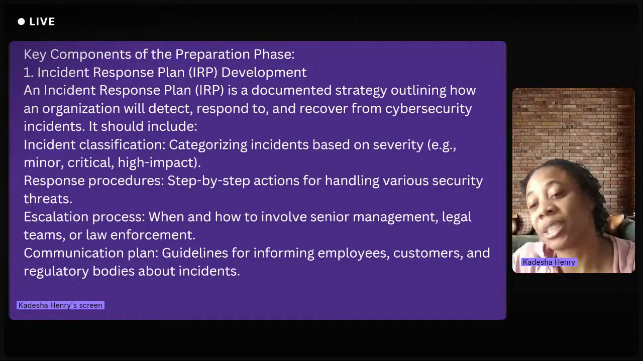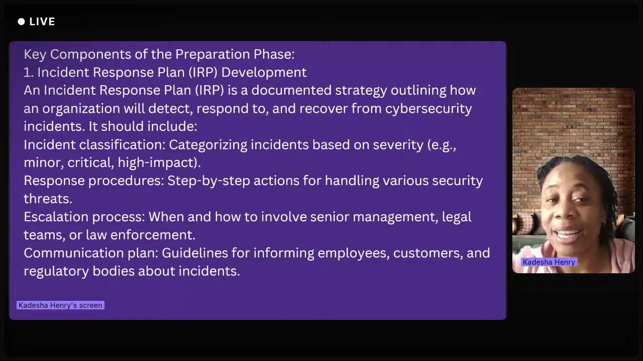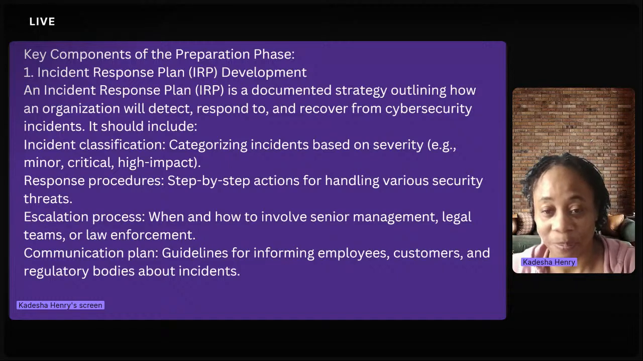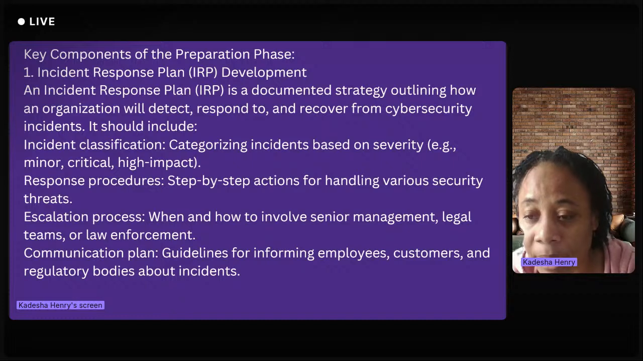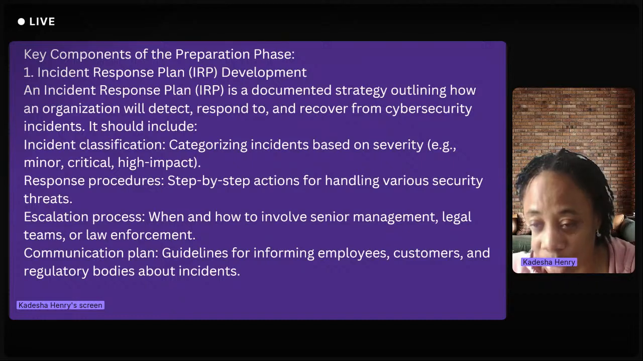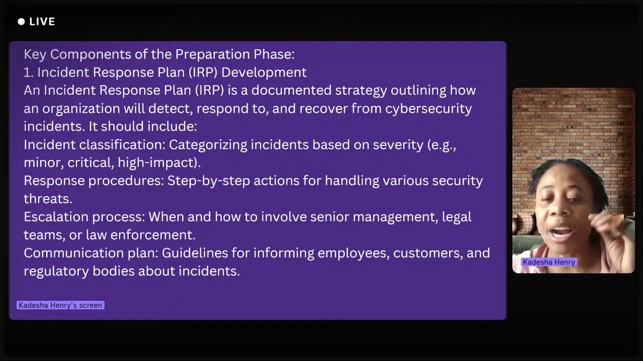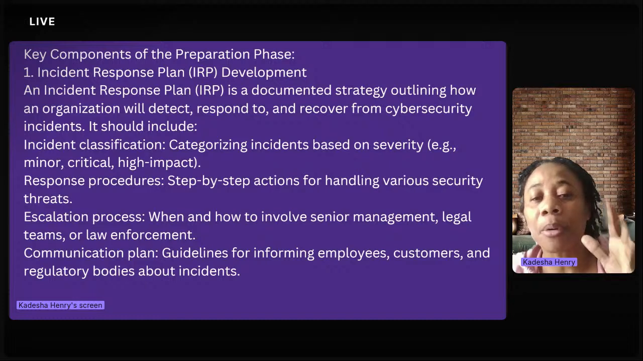Because remember, you can't just get up and say anything, you will go into legal battles. This ain't no joke. You have to know. So this person has to know exactly how to communicate and what to communicate. So these are key components of the preparation phase.